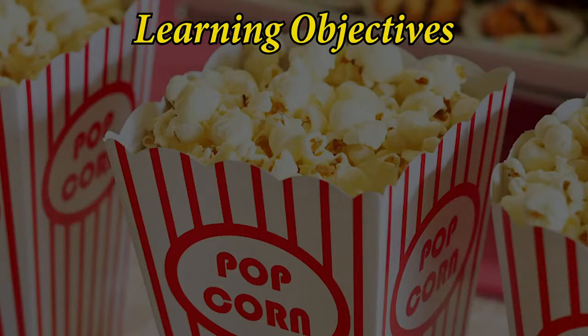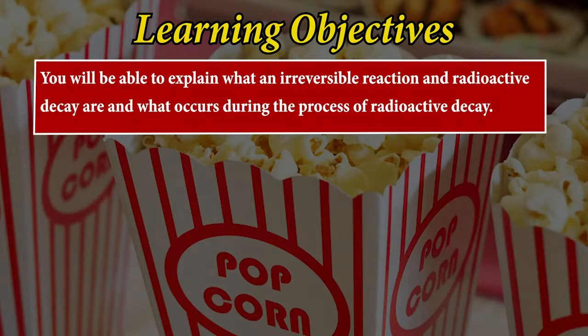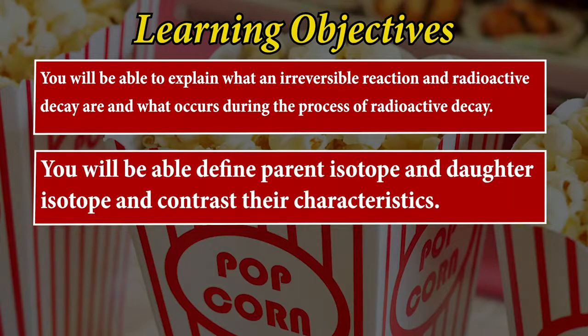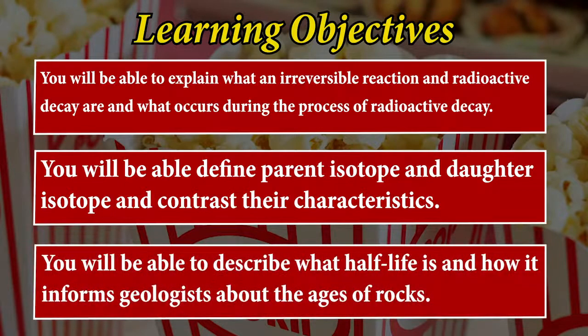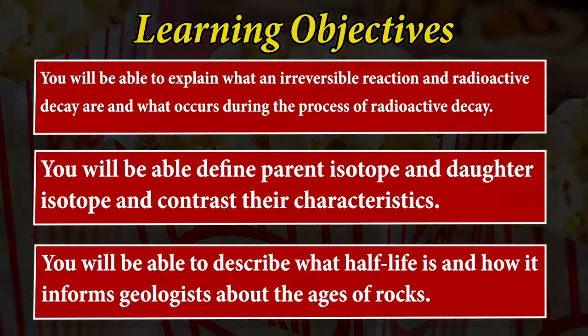By the end of this video, you will be able to explain what an irreversible reaction and radioactive decay are and what occurs during the process of radioactive decay. You will be able to define parent isotope and daughter isotope and contrast their characteristics. And you will be able to describe what half-life is and how it informs geologists about the ages of rocks.